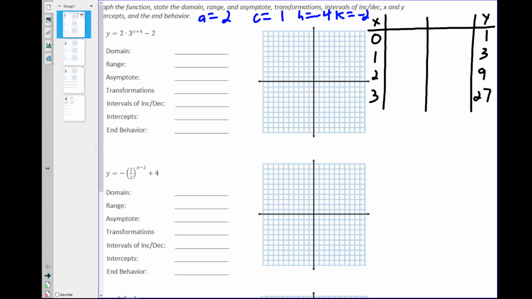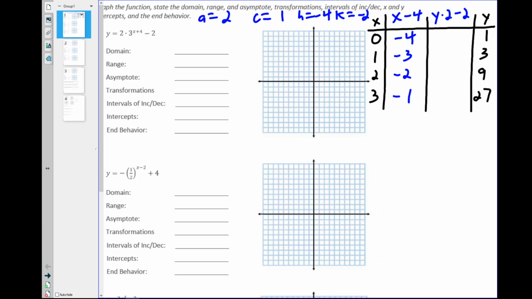So what I'm going to do here is I'm going to get all of my x's. Now I'm supposed to divide by c, but c is 1. If you want to put x divided by 1, you can, but it's not going to do anything. So all I got to do is get all my x's and take away 4. That's what H says to do. For all of my y's, I'm going to go times 2, which is A, and then minus 2, which is K. And those are the numbers I'm going to get in the middle. So 0 minus 4, negative 4, negative 3, negative 2, negative 1.